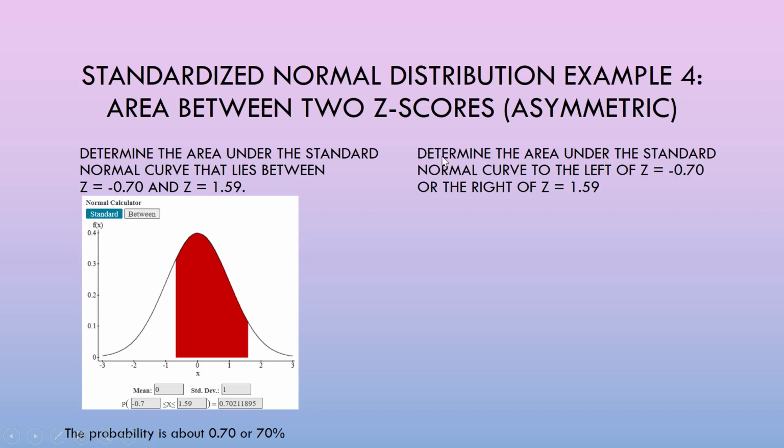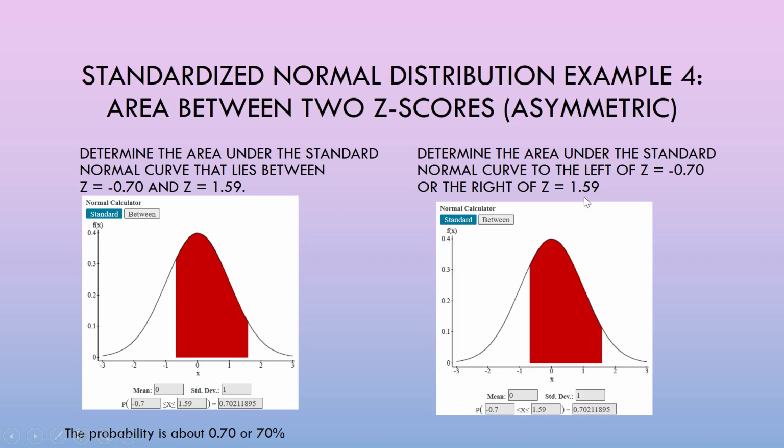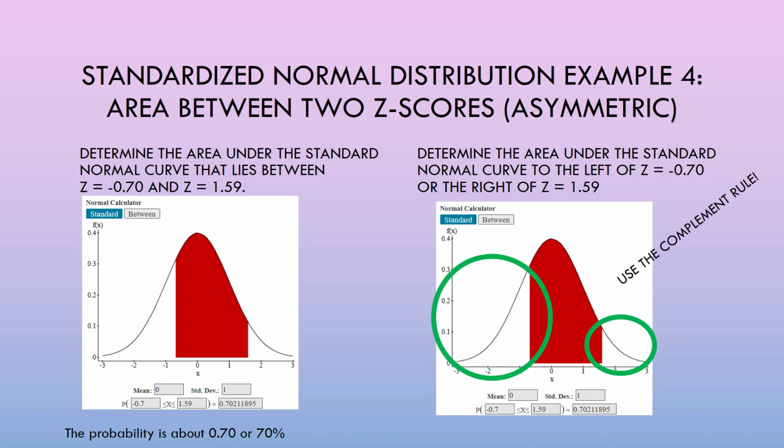So now we are asked to determine the area under the standard normal curve to the left of z equals negative 0.7 or to the right of z equals 1.59. So again, we have the same graph. However, the area we're now interested in are the two unshaded regions to the left and right of this shaded region. And again, there's no way that I know of to make StatCrunch shade these two regions. So what we have to do is once again use the complement rule. So we have 1 minus 0.7, which is about 30%.